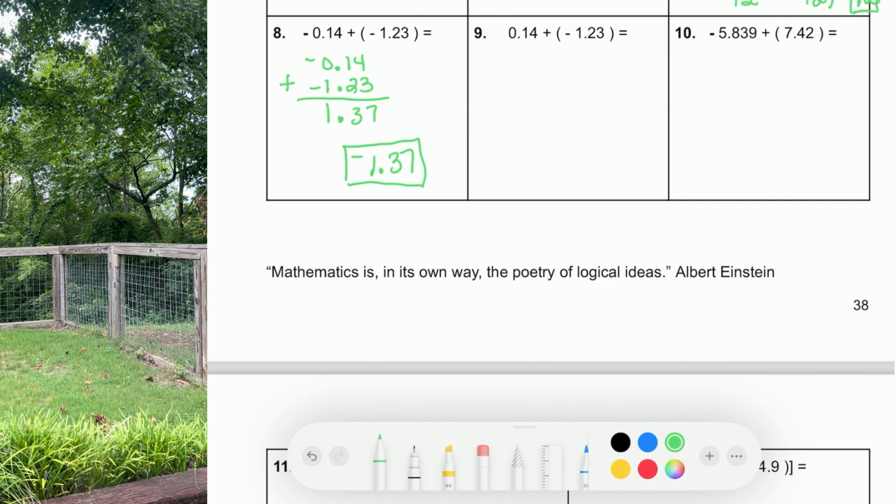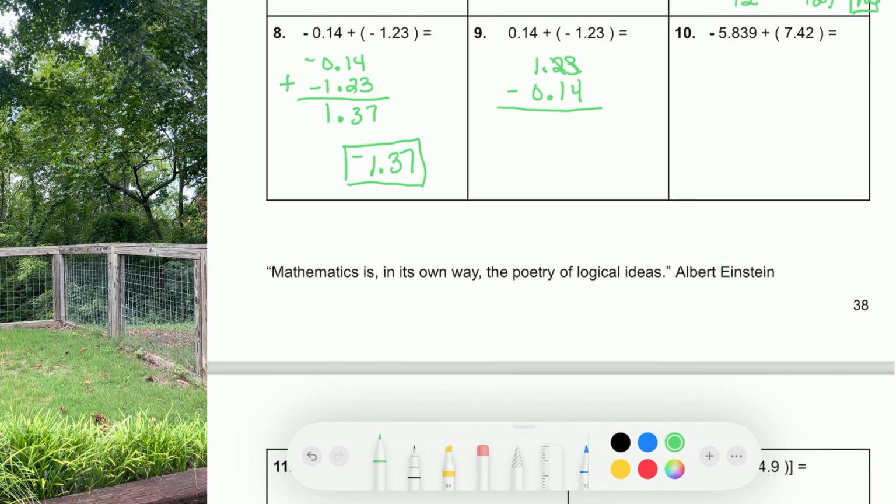Now let's look at number 9. These two numbers have different signs. One is a negative, one is a positive. So I know by the rule that I need to find the difference between these numbers. To do that, I need to temporarily put the 1.23 as my top number and subtract my 0.14. Temporarily. And then once we get our answer, we'll decide if that answer is positive or negative based on the original problem.